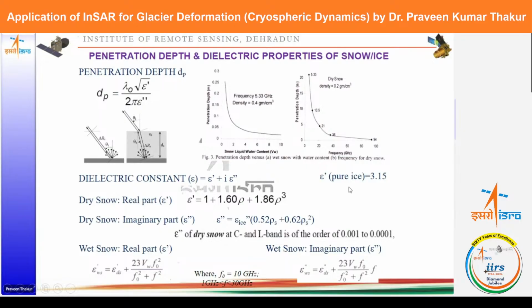So as I told, the real part for pure ice is 3.15, and this is the density versus the real part of the dielectric constant for the snow, and this is for the imaginary part, and it is applicable for frequency from C band to L band. And similarly, for the wet snow, there is one more component of volumetric water content. So using these two relationships, this is how we indirectly retrieve the density of the snow from the satellite data, because from the synthetic aperture radar data, we have the retrieval models, which will give us the dielectric constant of the wet snow as well as the dry snow.